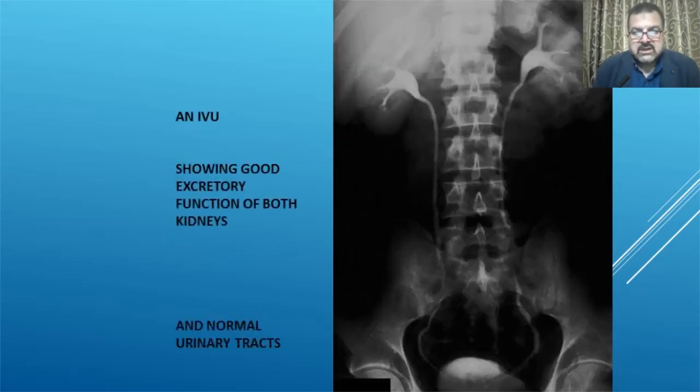Here looks like normal. If you compare the right to the left, there is good excretion, there was good function of both kidneys. And the good thing in IVP is that it gives you information about the function of the kidney.